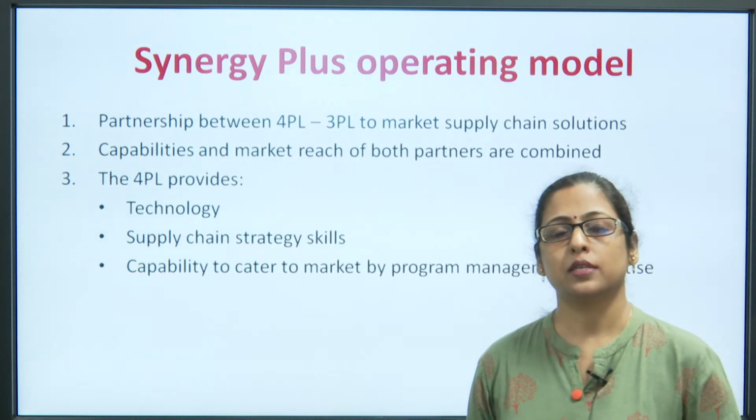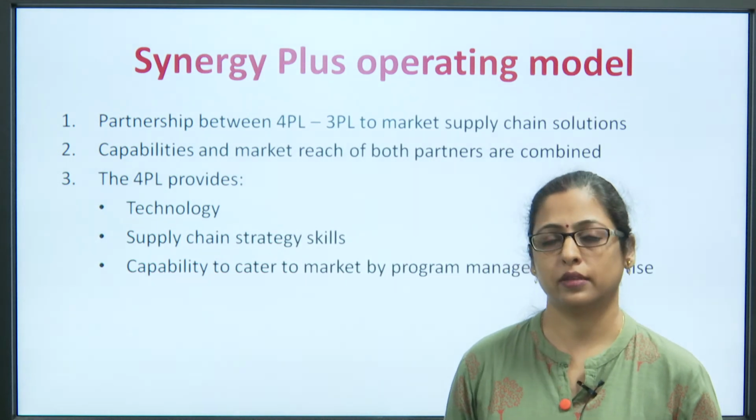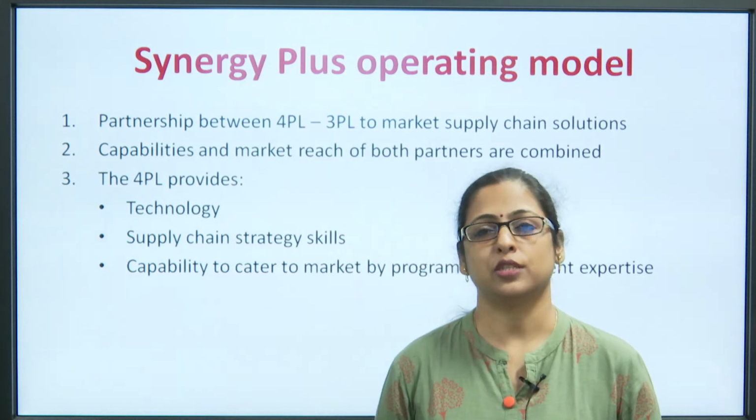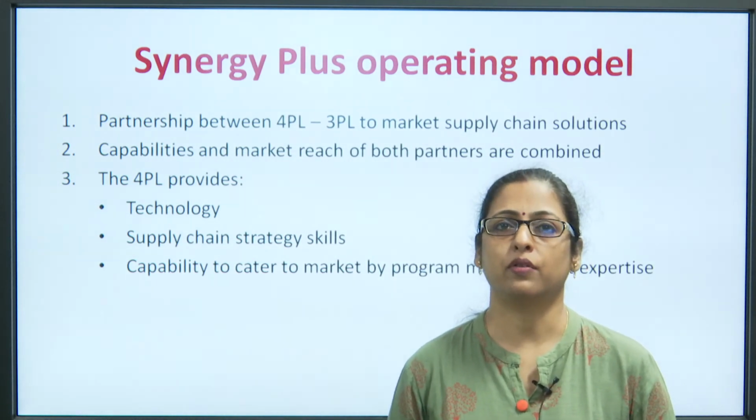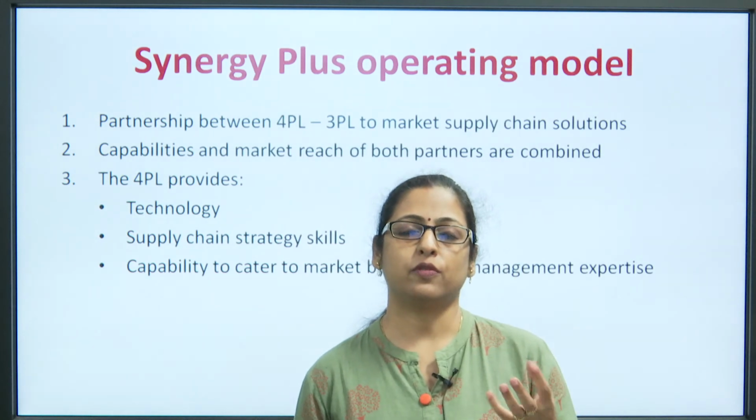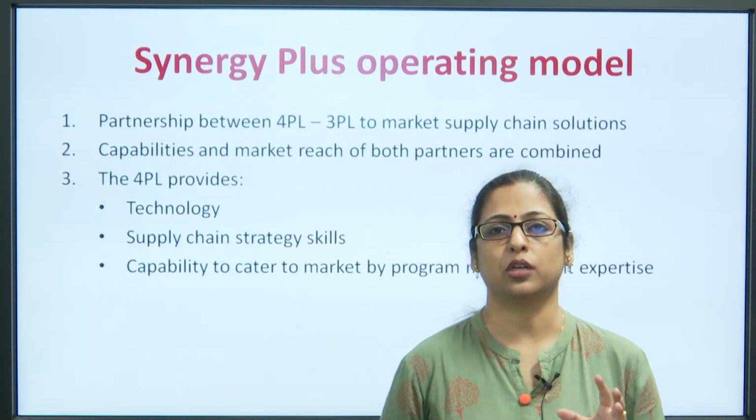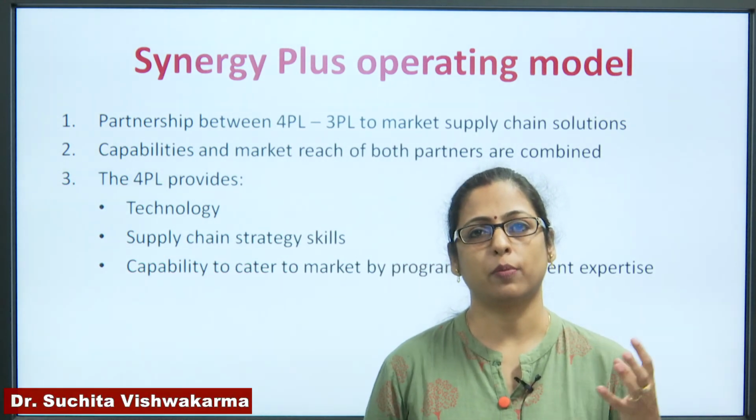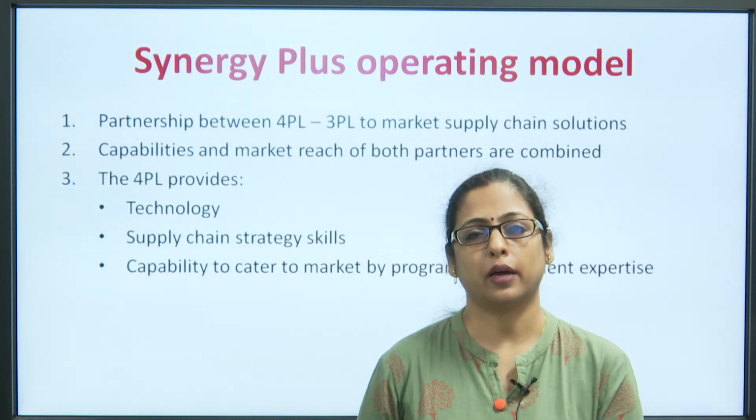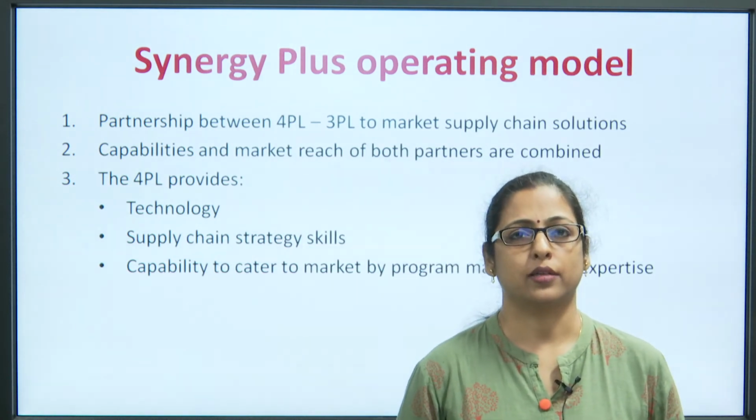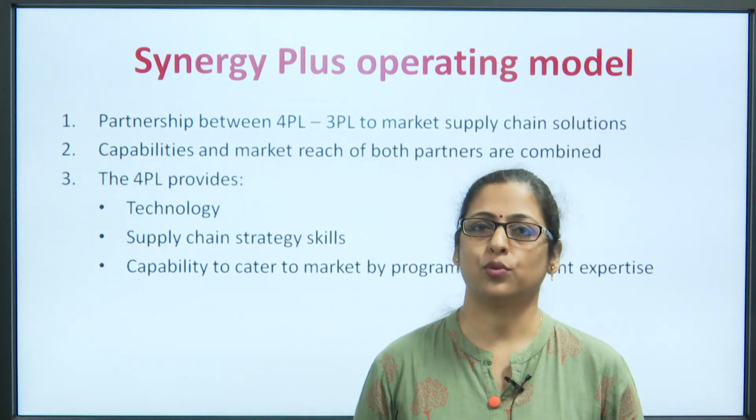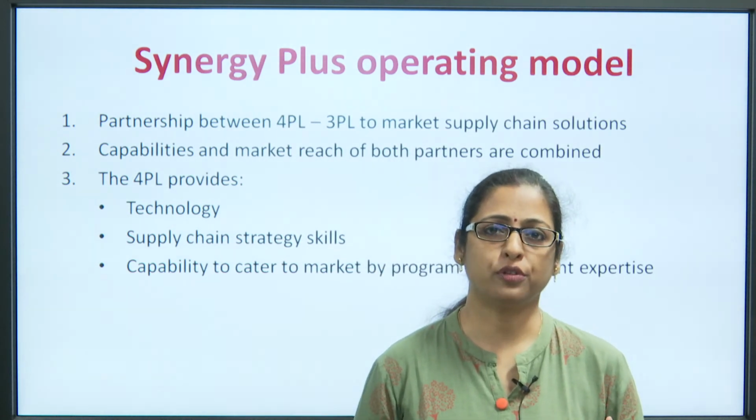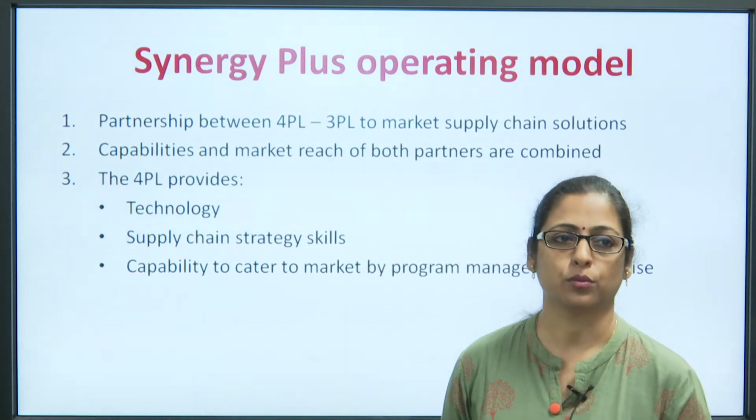In this particular model, a partnership exists between 4PL and 3PL to market supply chain solutions. The capability and market reach of both the partners are combined. So, as the word itself says, it combines the synergetic effect of the 4PL and 3PL, and all the services provided by the 4PL and 3PL are combined together and availed by the client organization. So, that leads to increased reach to the client organization, and more expert control also.